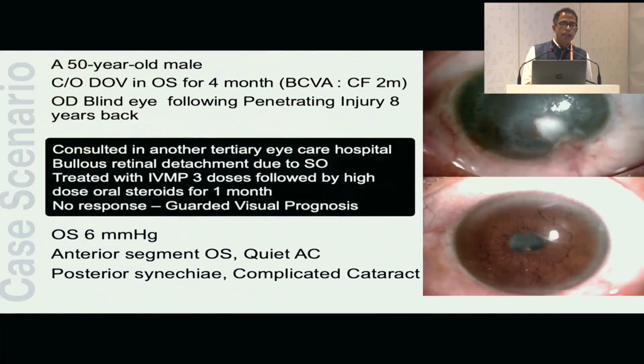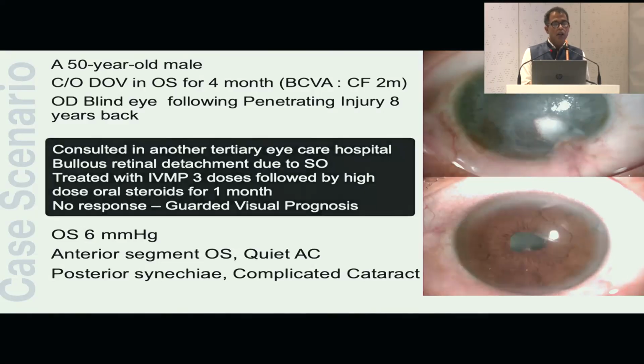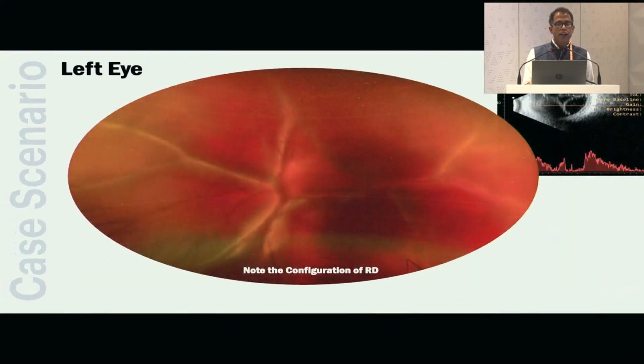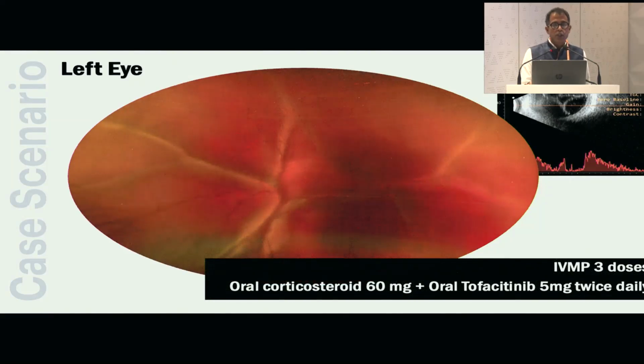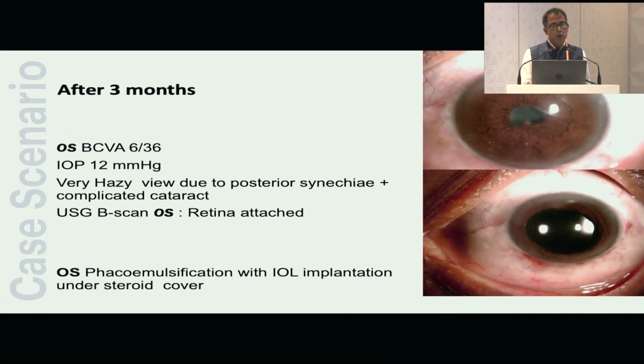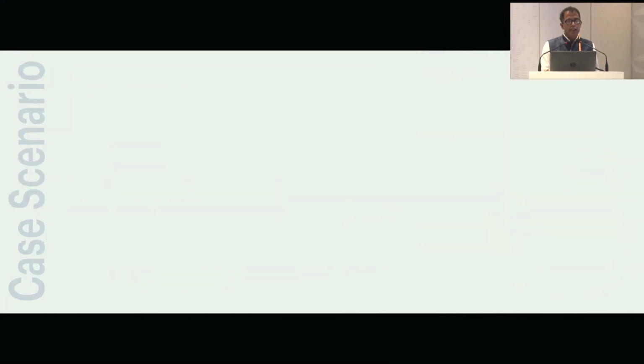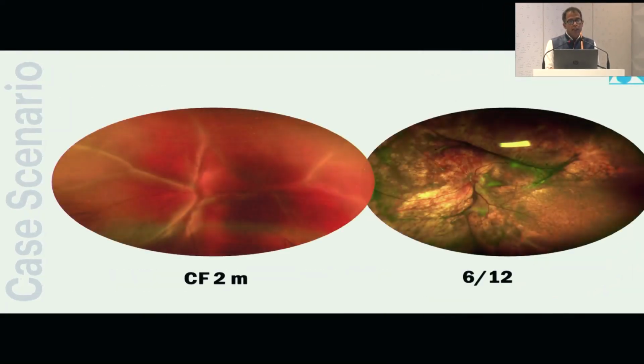I'll show another case of sympathetic ophthalmia. Again, we were busy treating the exudative RD because it did not respond to the early treatment. So we gave IVMP, and then finally started the patient on tofacitinib and oral steroid. This was the picture when the patient presented to us. Later, with all this medication, the patient responded well, underwent cataract surgery, and finally the vision improved from counting fingers to 6/12.